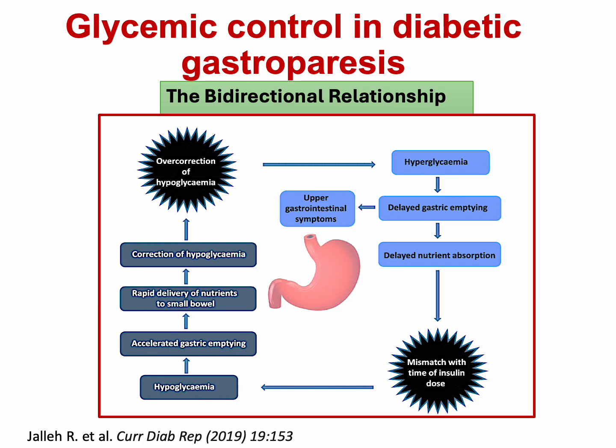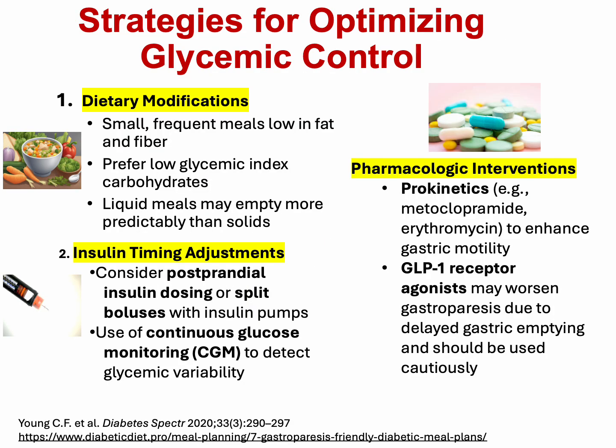Diabetic gastroparesis and glycemic control influence each other. It's a vicious cycle. Hyperglycemia slows gastric emptying, worsening symptoms, while delayed emptying disrupts glucose absorption, causing mismatched insulin timing and hypoglycemia or post-meal spikes. Now, managing blood sugar in diabetic gastroparesis involves adjusting the diet, carefully timing insulin doses, and using medication to improve glucose control and gastric motility.